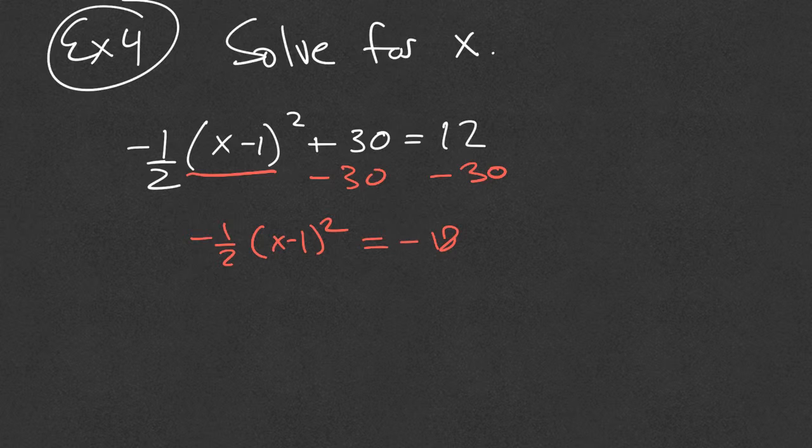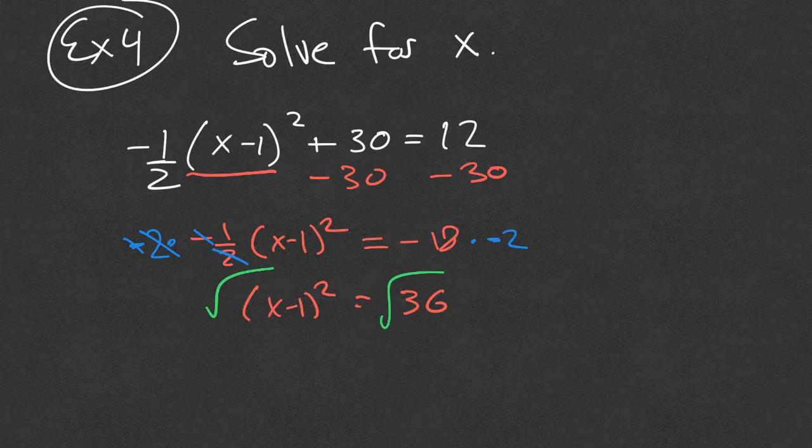Now, we haven't really done one like this in a while, but in order to get rid of the fraction 1/2, I have to multiply by 2 on both sides. And I want to get it positive. So this is negative 1/2, so I'll multiply by negative 2 on both sides. That's going to cancel out not only the negatives, but the 2, and leave me with (x minus 1) squared equals positive 36. Now I can square root both sides, which gives me x minus 1 equals plus or minus 6.